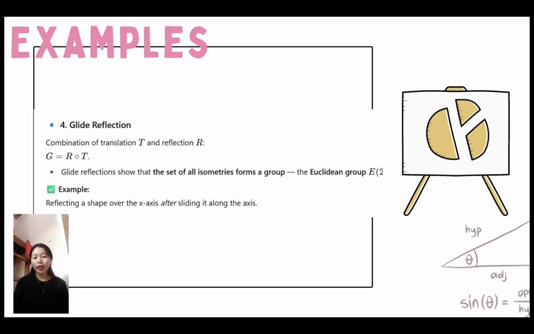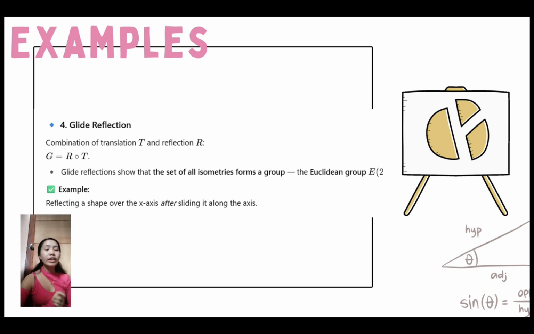That's a glide reflection. In coordinates, a glide reflection might look like translating a point (x, y) through the x-axis to (x + a, y), and then reflecting it over the x-axis, giving (x + a, -y). It's two transformations combined but still an isometry since distance is preserved.